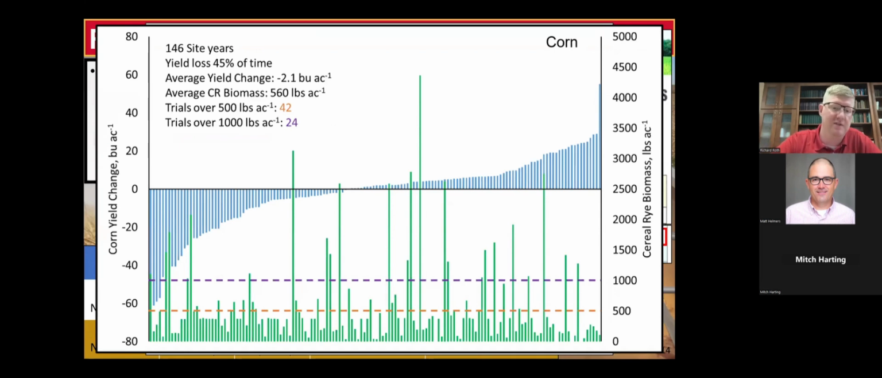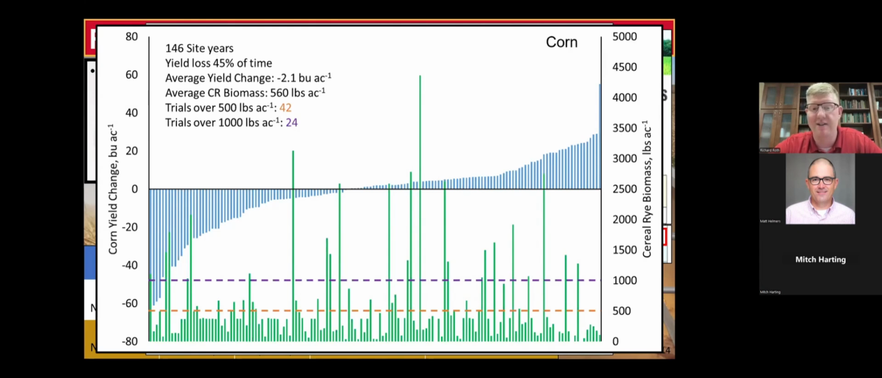So I know I'm not talking to just an Iowa audience, but what I was interested in was looking at just Iowa data, so bear with me. What I found was that for corn, about 45% of the time, yields were negative. And the average yield reduction across all 146 sites that I had was 2.1 bushels. But you can see that there were some pretty significant yield reductions. Those are the blue lines there.